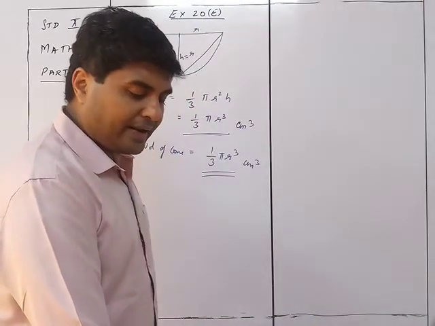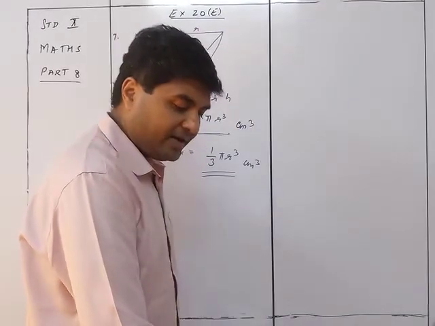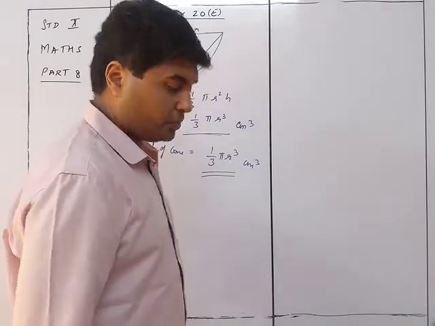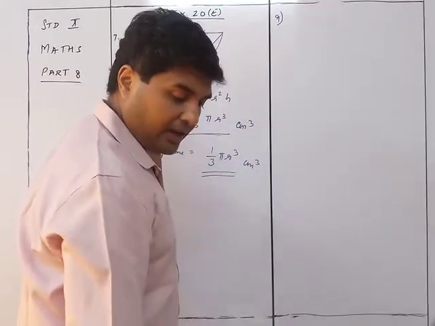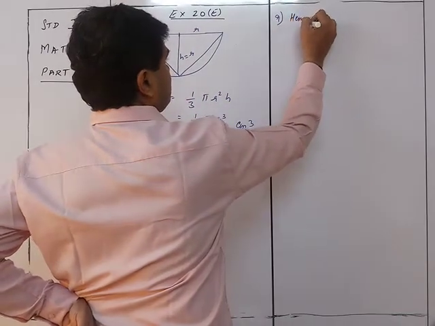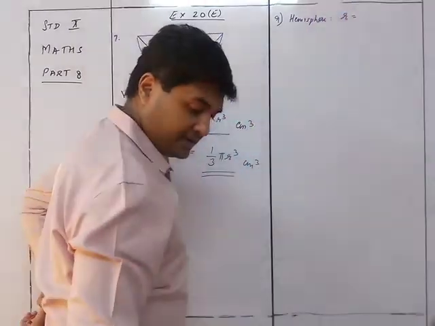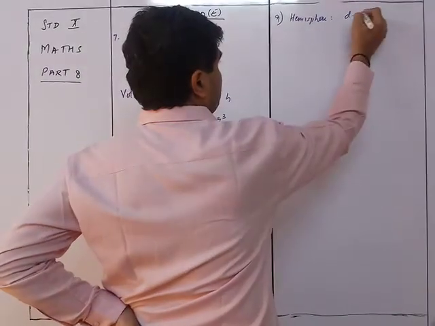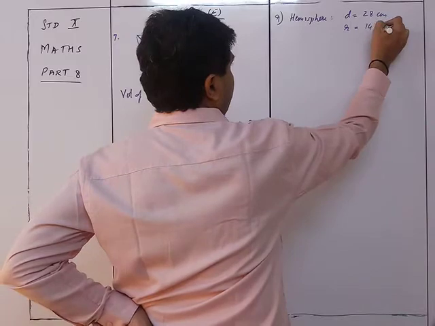A solid metallic hemisphere of diameter 28 centimeter is melted and recasted into a number of identical solid cones, each of diameter 14 and height 8. Find the number of cones. So again, a simple sum. We have initially a solid hemisphere. The hemisphere data is that the diameter is equal to 28 centimeter. Therefore radius is equal to 14 centimeter.